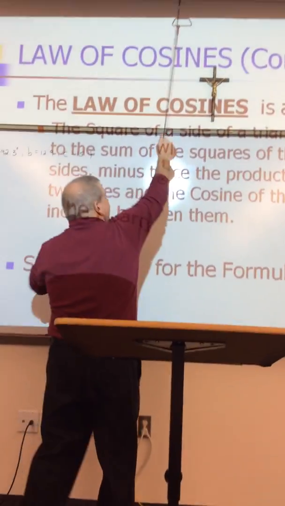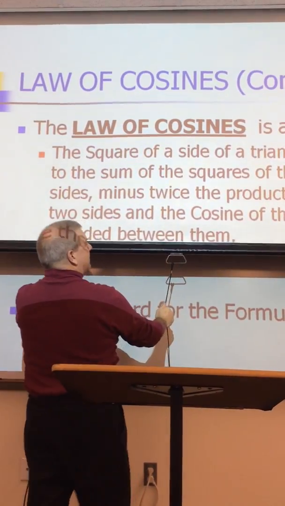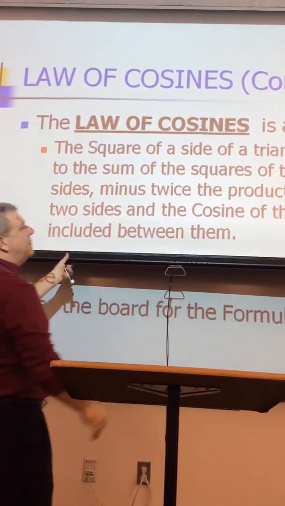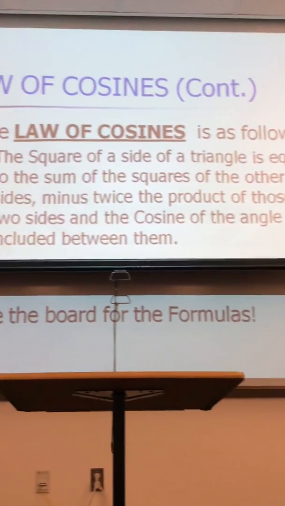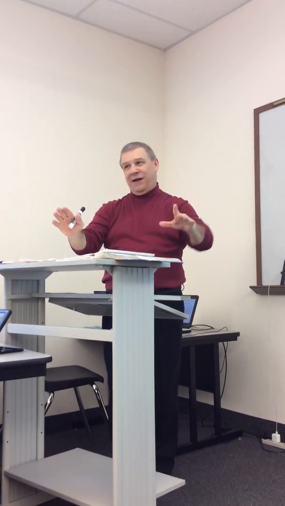It's a little bit more involved. Watch this. The square of a side of a triangle is equal to the sum of the squares of the other two sides minus twice the product of those two sides and the cosine of the angle included between them. I read that fast on purpose, and I know you're going, what the hell is that? It sounded very confusing. I did that fast on purpose.